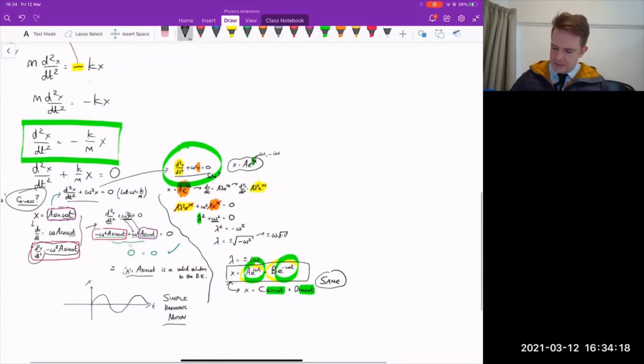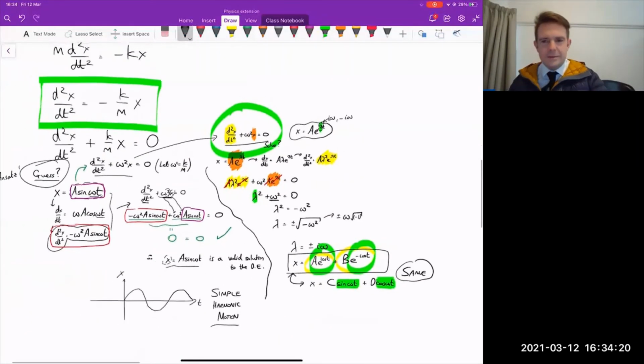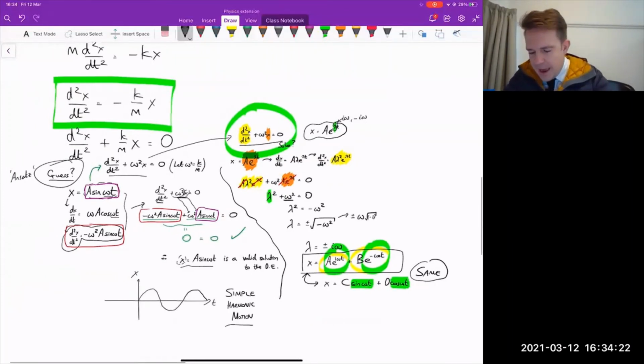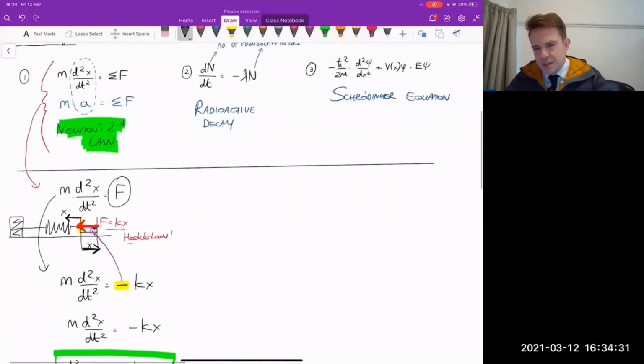Now, that's just a little window onto how calculus and some of the maths that you have done and have yet to do enter into the study of physics.